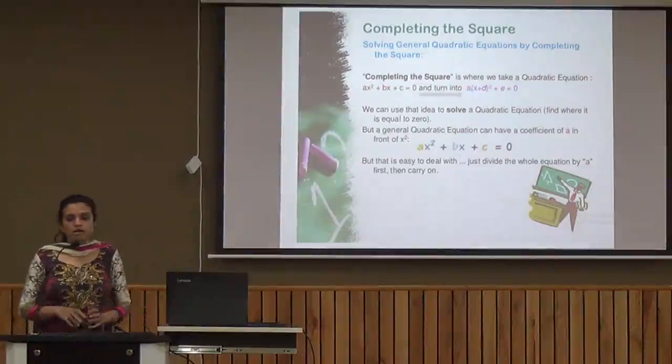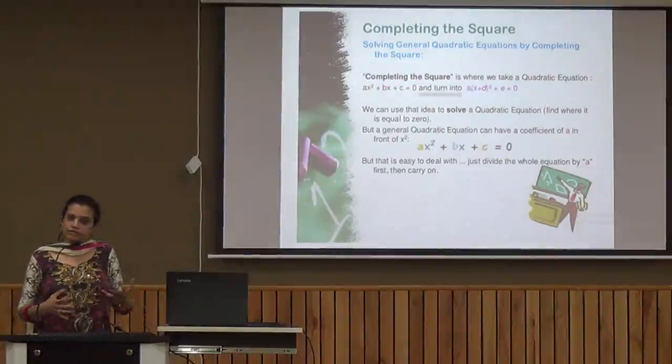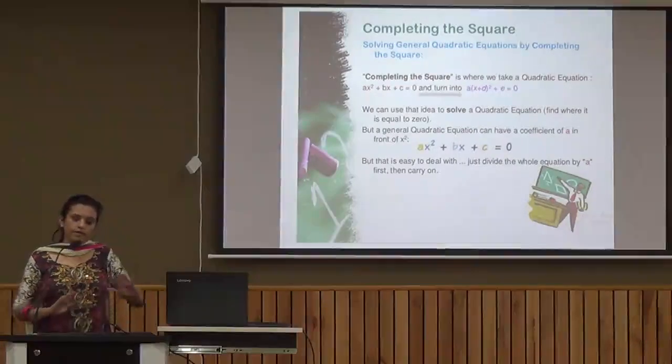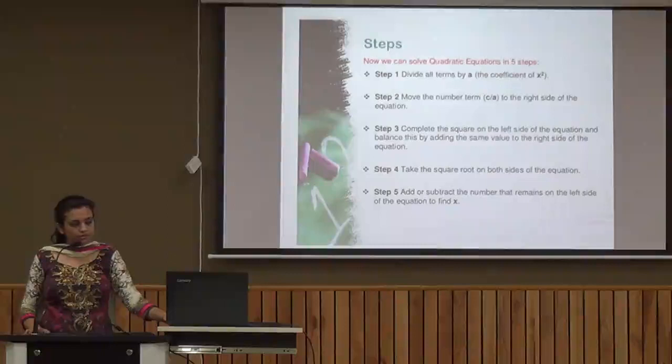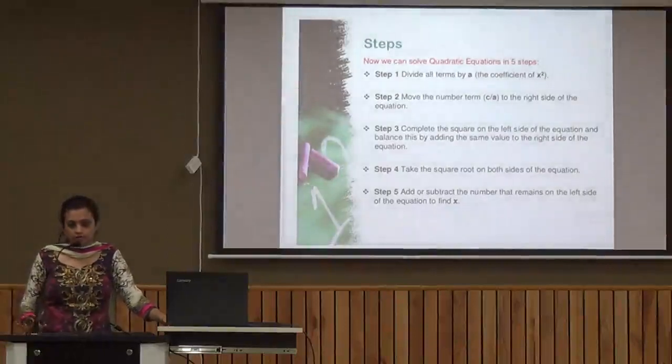Now, many teachers would tell you that you can always factorize, or you can complete the square with ax squared also. I would suggest that you divide the entire equation by a first, so that at least the coefficient of x squared is 1, and it's always easy for us to deal with it.